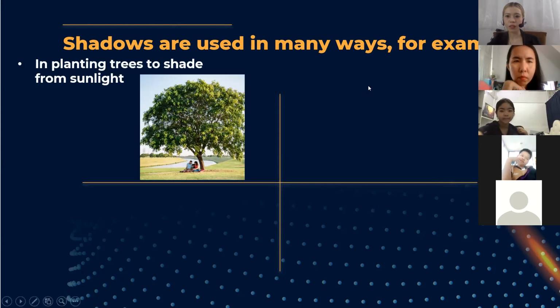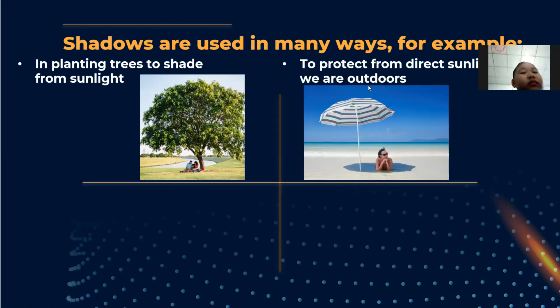Number two, can you read it for me, Polawat, please? To protect. Okay, let's have Suchawan please read. To protect from direct sunlight when we are outdoors. For example, when we are at the beach, to protect from direct sunlight when we are outside, for example, using an umbrella.